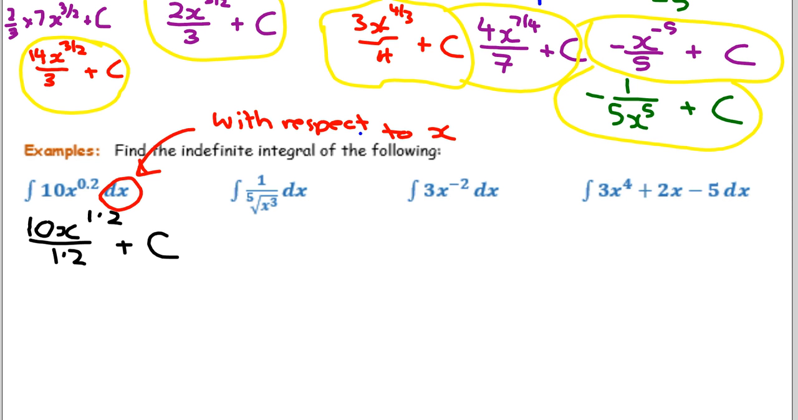Let's see, what does it equal? What's 10 divided by 1.2 equal to? Slightly annoying. 10 divided by 1.2. 8.3 recurring. What's that as a fraction? 25 over 3. It is 25 over 3. So yeah, it's all good.